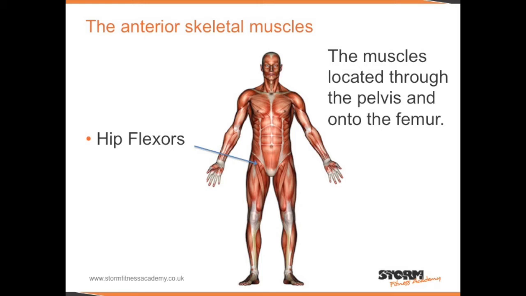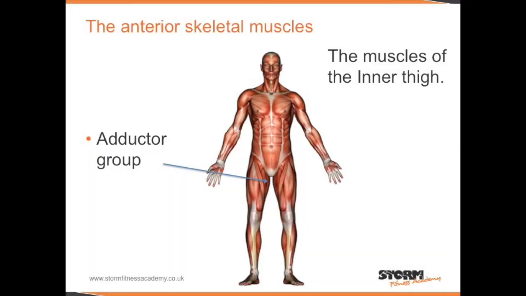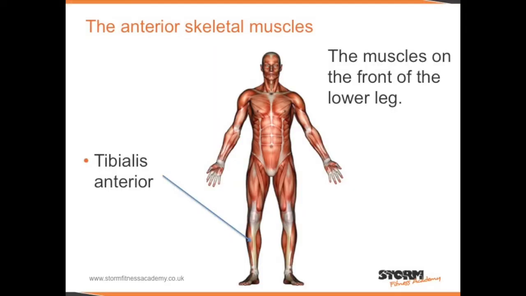Hip flexors. These are the muscles that are located through the pelvis and onto the femur. Adductor group. This is the group of muscles on the inside of the thigh. Quadriceps group. These are the muscles that are located on the front of the thigh. Tibialis anterior. These are the muscles that are located on the front of the lower leg.